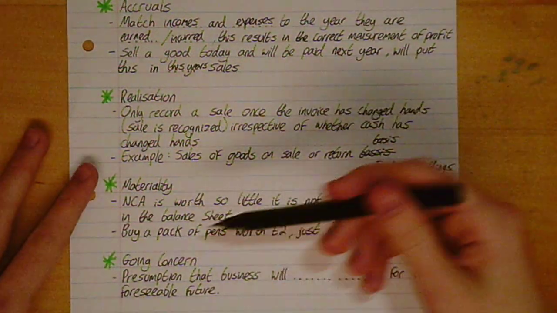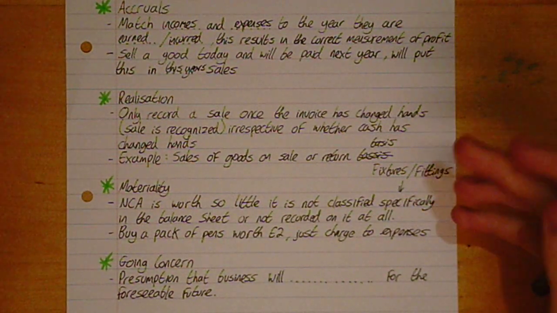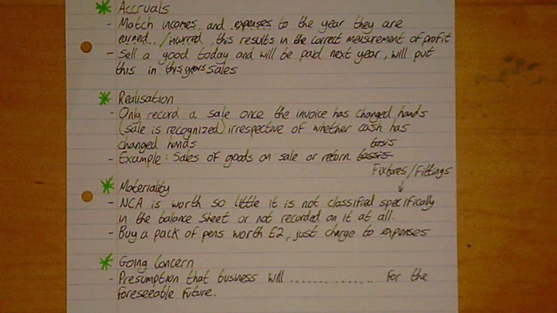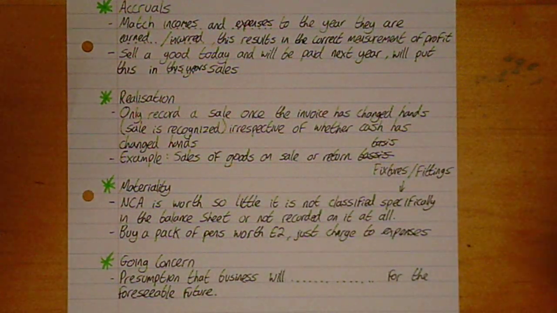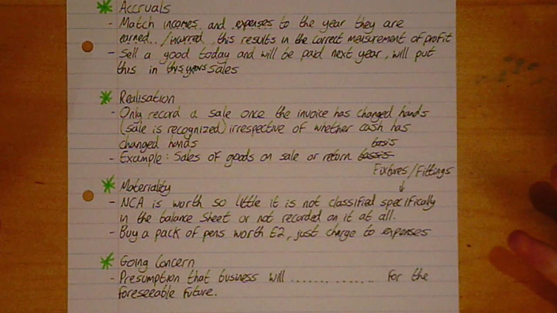And it goes into the balance sheet, or it's not recorded on the balance sheet at all. So a good example of this is if I buy a pack of pens worth £2, I'm not going to put this in my balance sheet, because they probably are going to last longer than 12 months, which a non-current asset would be.